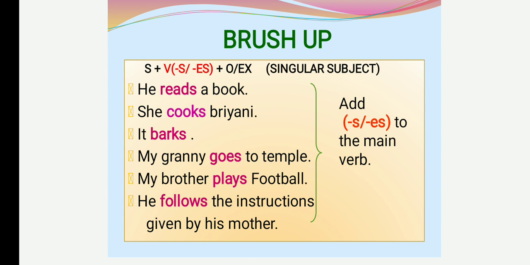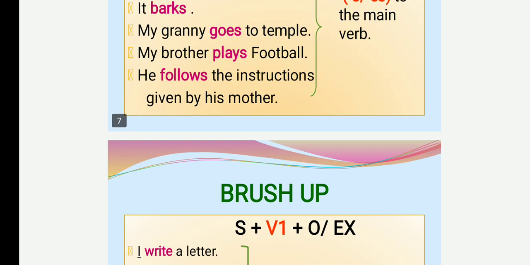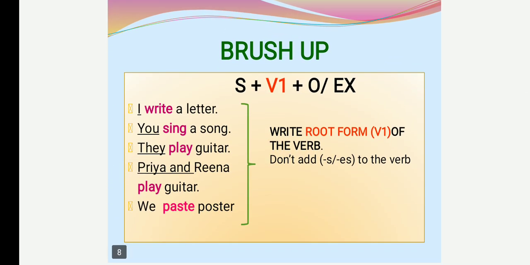So when the main verb is followed by a singular subject, we have to add s or es to the main verb. And next one, this is the brush up slide for a plural subject. So when the main verb is followed by a plural subject, write the root form of the verb. That means we have to write only the V1 form of the verb. Don't add s or es to it. Just now look at the example.